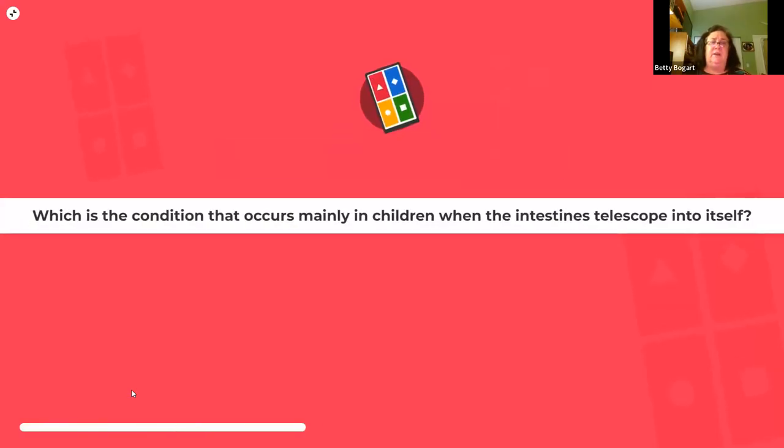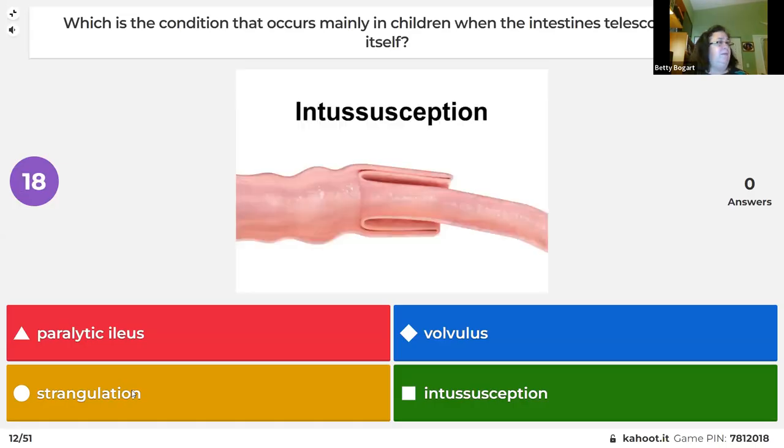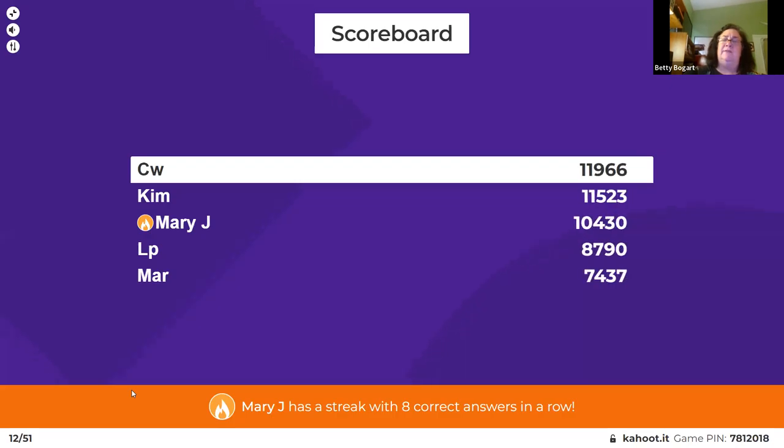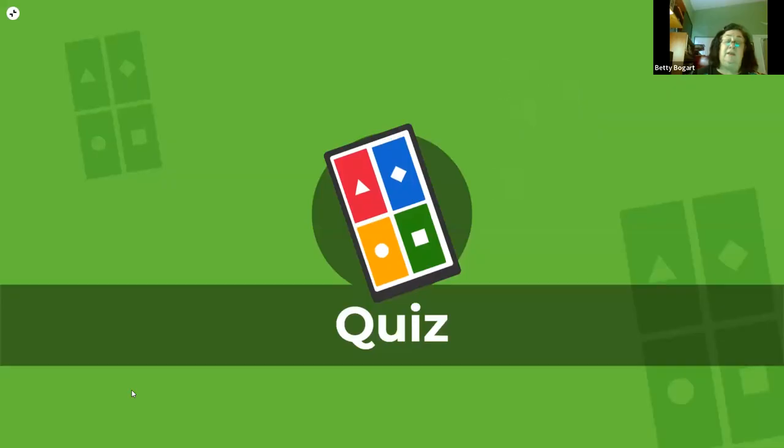Which is a condition that occurs mainly in children where the intestines telescope into itself. And it's called intussusception. Many of the times they'll self come out and we just tell them to increase their diets, but many times they do go to surgery.